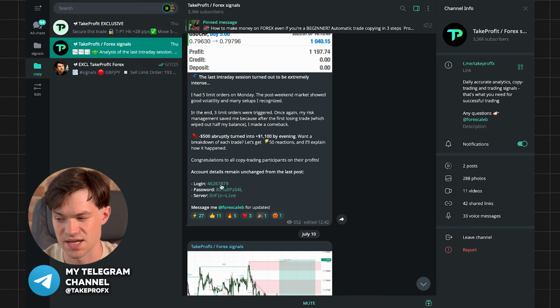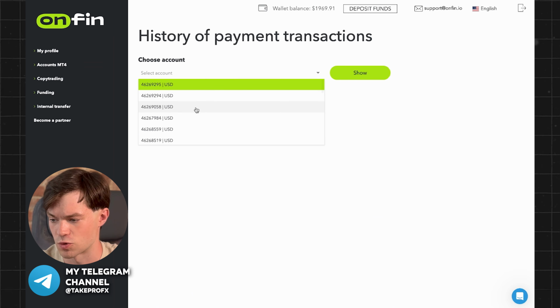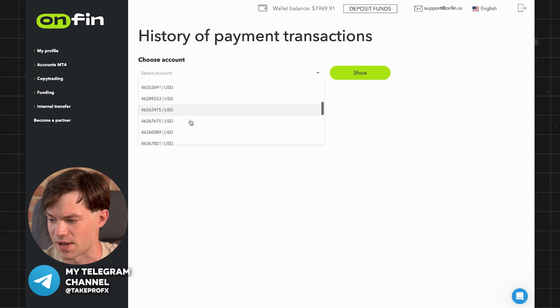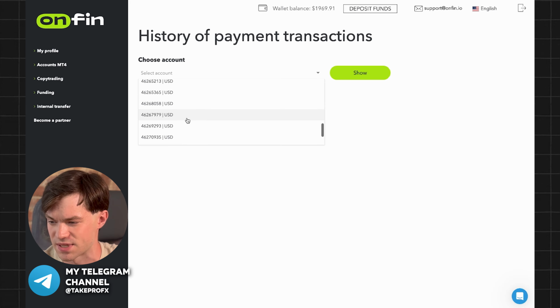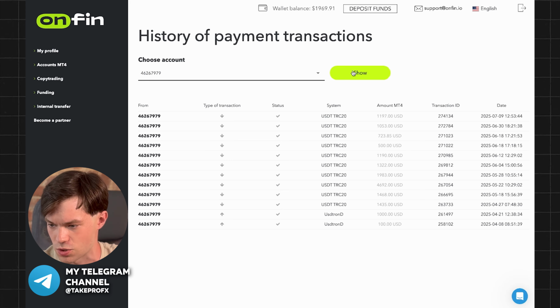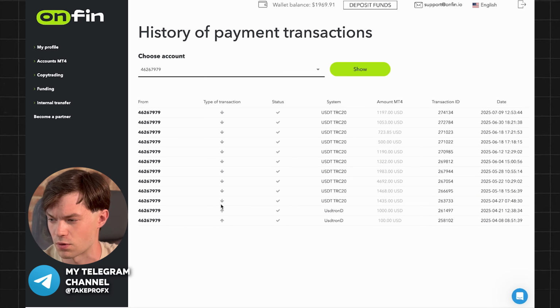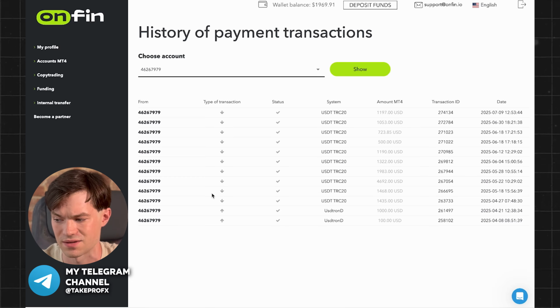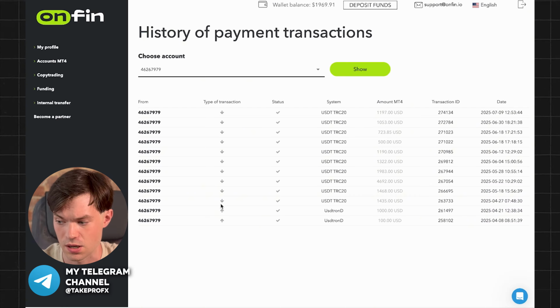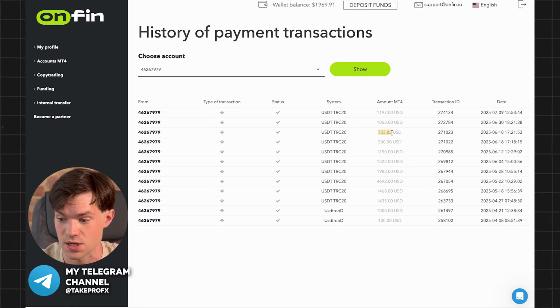It ends at 79.79. So let me quickly go to my broker site and I show you the latest withdrawals. Here is this account. I click on show and this is our withdrawal. So as you can see, the last 12 or 11 transactions, I honestly can't figure out how many here, these are all withdrawals. Here is 1,197, the profit of the last session, and the numbers which you see below are respectively the profit for each session, which I conduct steadily once a week in my Telegram channel.